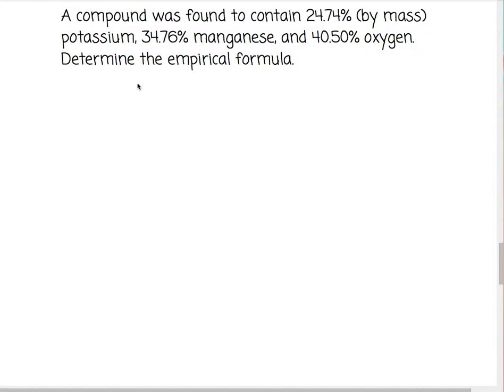Okay, I think I'm getting a little bit better at knowing how my computer is working here. So let's try one more, a little bit more difficult, for changing percent to an empirical formula.